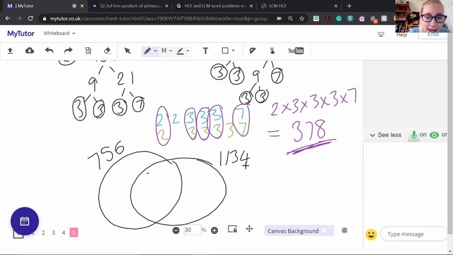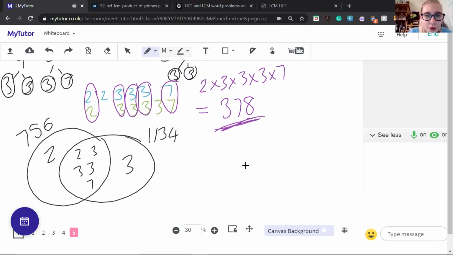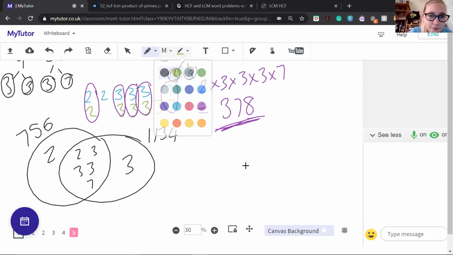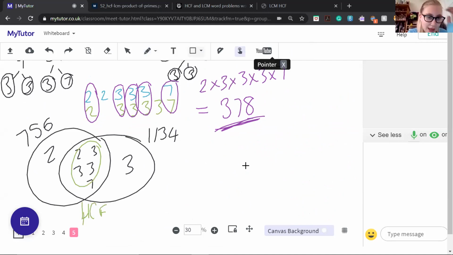So the ones that they share are 2, 3, 3, 3, 7. And then this has a 2 and this has a 3. So for highest common factor, you multiply everything in the middle, because it's everything that's shared. That's the same as circling these and doing them. And then for lowest common multiple, I guess you just multiply all of them together, because then you're only writing out these ones once.